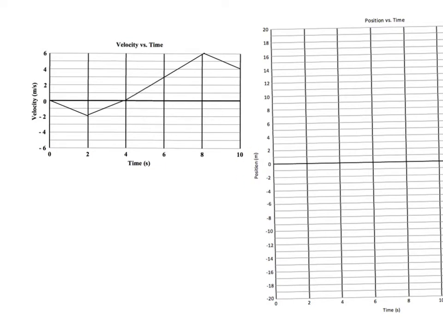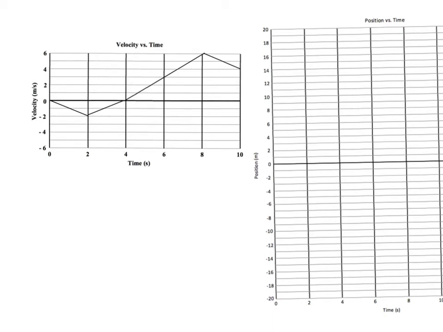When you're going to make a position time graph off of a velocity graph, the first thing you're going to need to do is find the area between the line and the x-axis for each section of your graph. So I'm going to go ahead and do that first, and then we'll transfer that information over to our graph paper, okay?